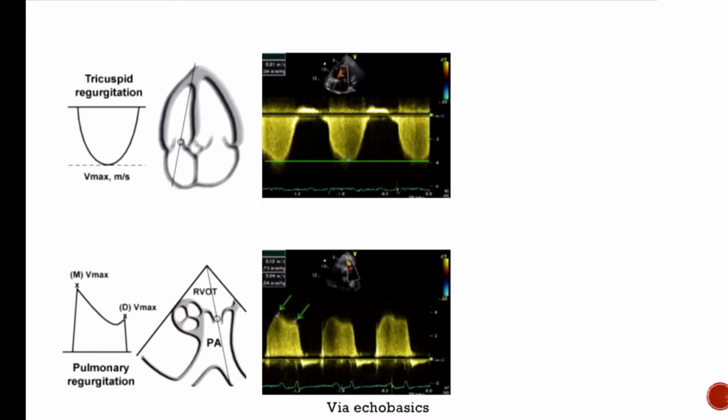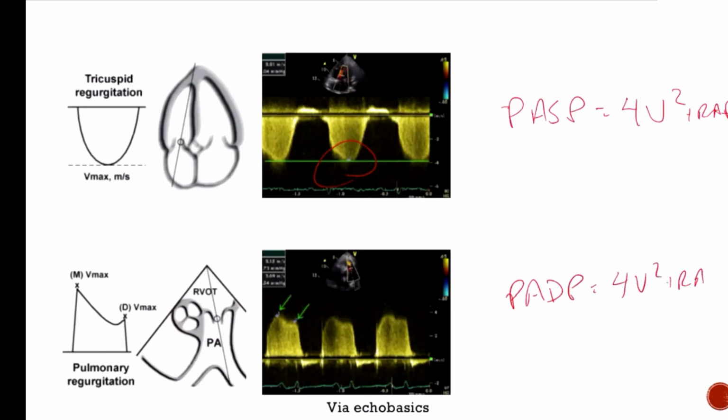Again, our PA systolic pressure is calculated as 4V squared plus our right atrial pressure, using our maximum tricuspid regurgitation jet. Our PA diastolic pressure is going to equal 4V squared plus our right atrial pressure, using our end-diastolic pulmonary regurgitation jet. That's under the same view that we showed before, where we have our aortic valve here and our right ventricular outflow tract above it. Same view that we had for our pulmonary acceleration time.